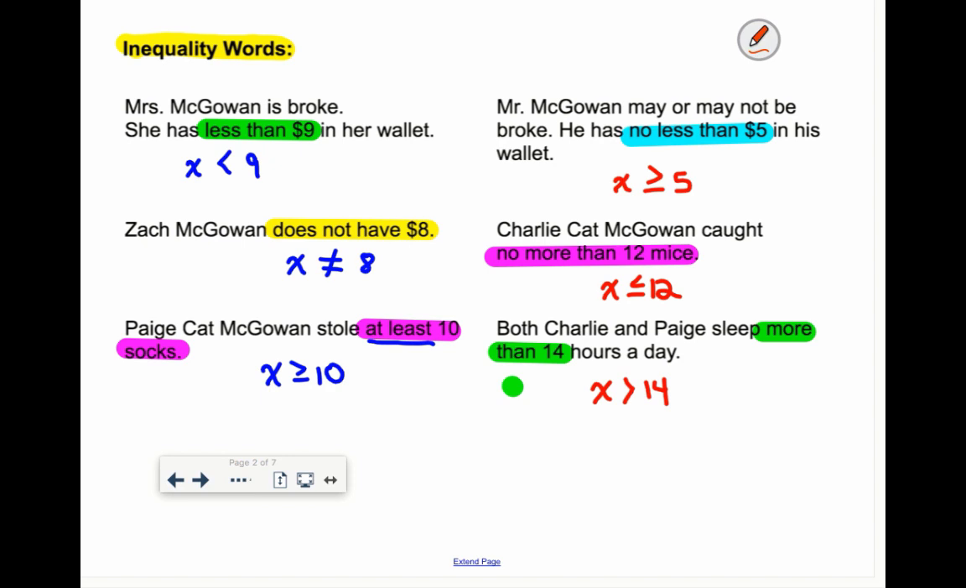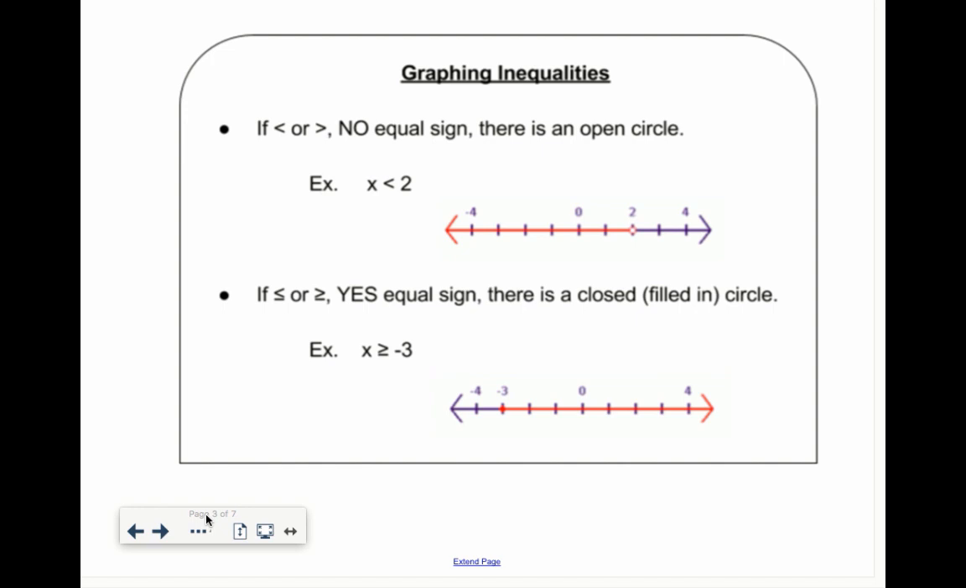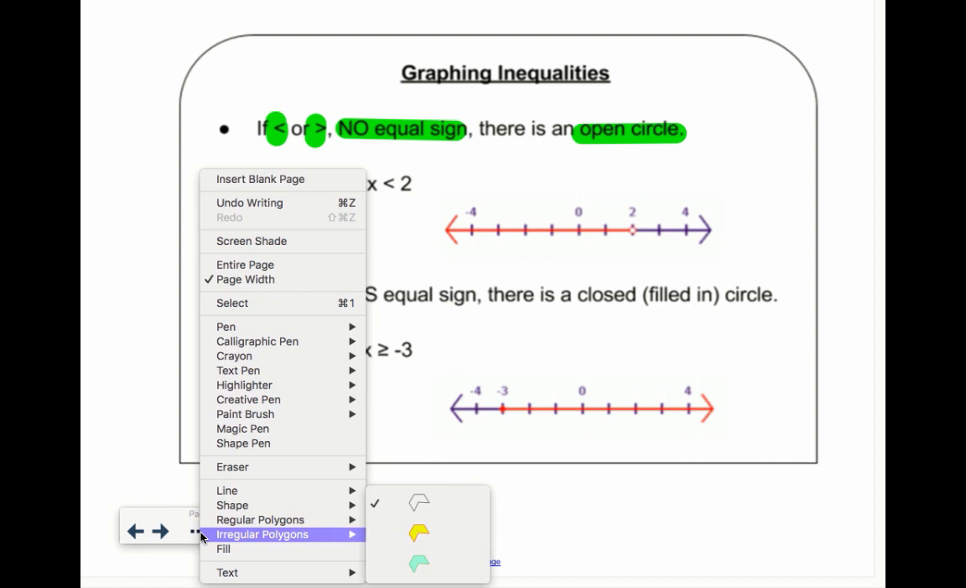Now to graphing. This is review, so let's go over how we graph. Since the less than or greater than sign has no equal sign, that means it is not part of the answer. So when we graph that, it's going to be an open circle. I know in your notes it might not be that obvious, so you might want to change it so that it's obvious.